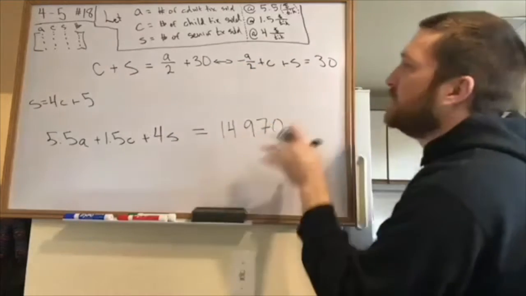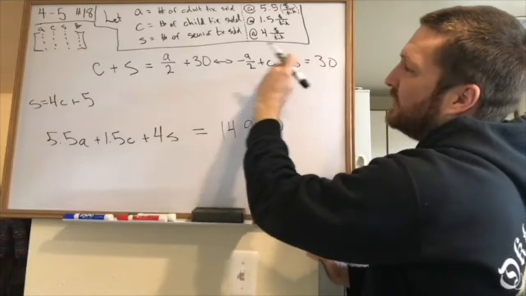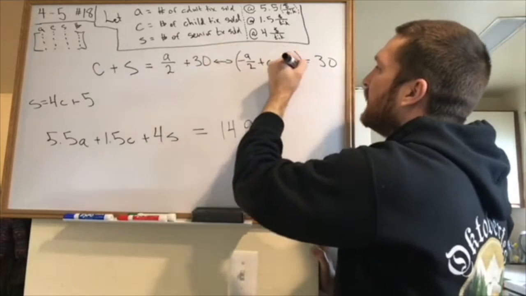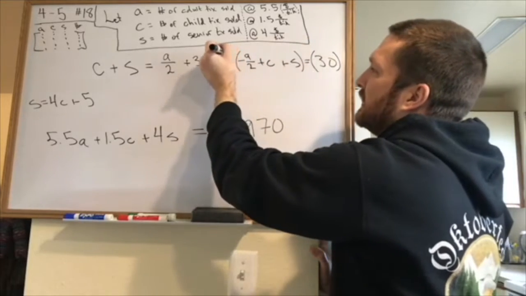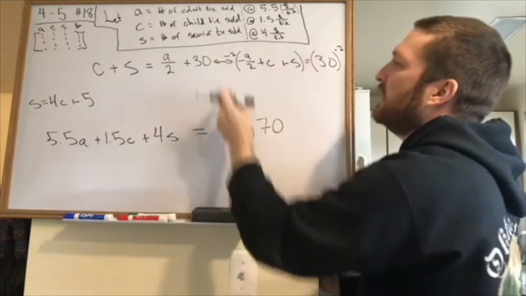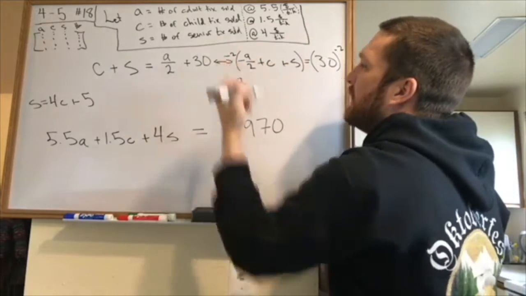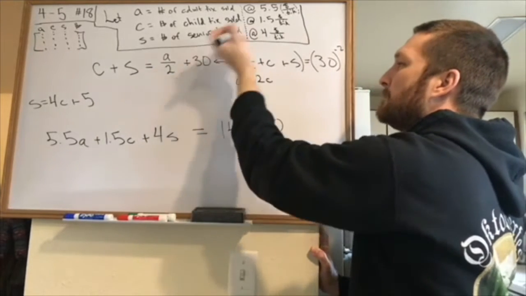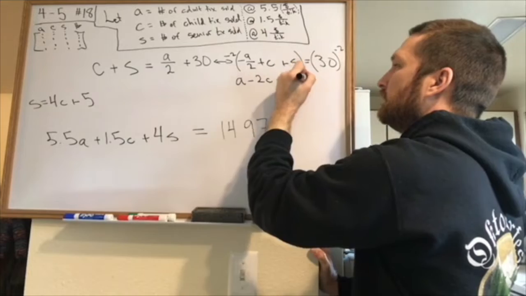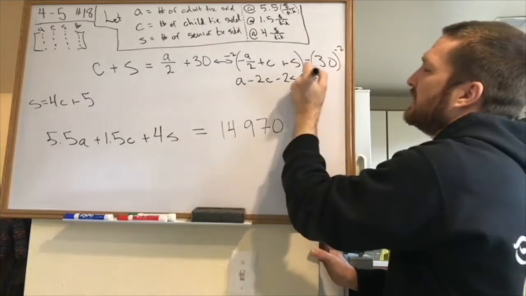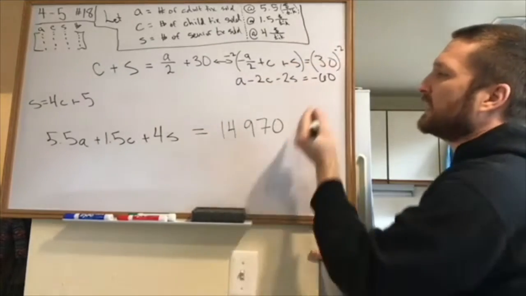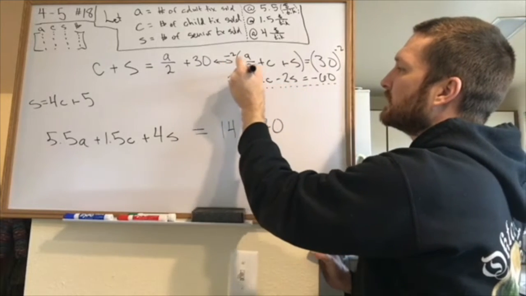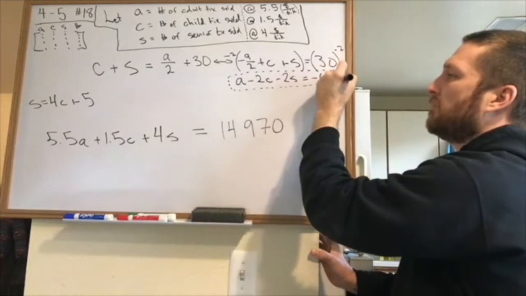So what I'm going to do is go ahead and multiply that entire equation across by negative 2. Kill that fraction. So I'm going to say, okay, negative 2 here, negative 2 here. The negative 2 kills that, gives me a positive A, minus 2C, minus 2S. Negative 2 times 30 is a negative 60. So that looks like a great first equation to use because I have a leading 1 right there. So I'm going to keep him like that.